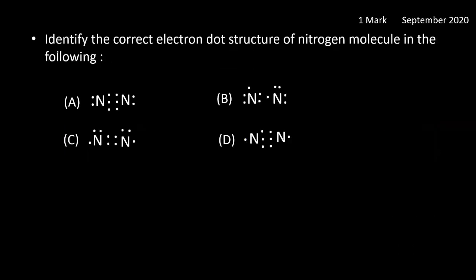First question is, identify the correct electron dot structure of nitrogen molecule in the following. This question was asked in September 2020. It's a multiple choice question.